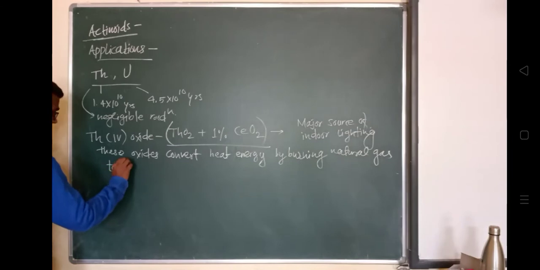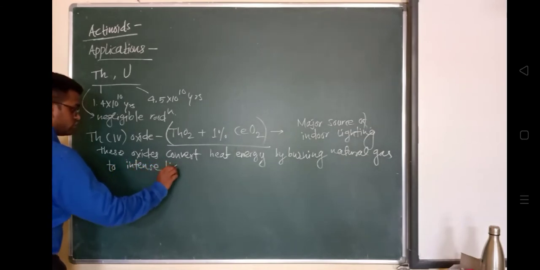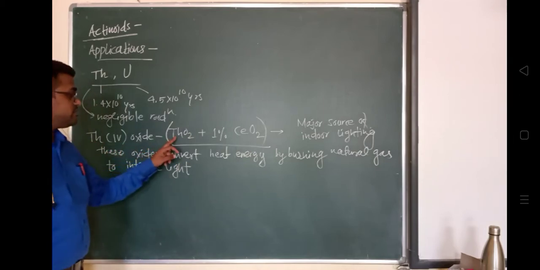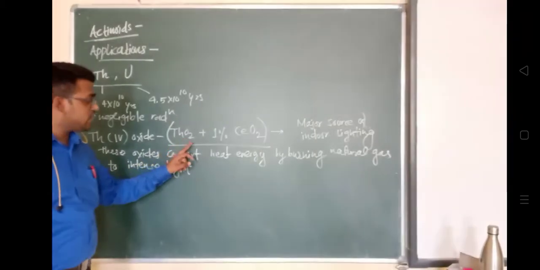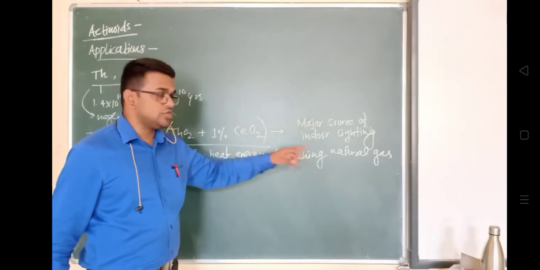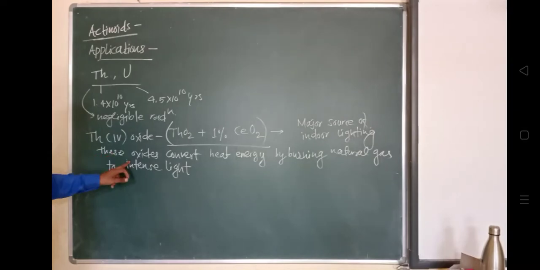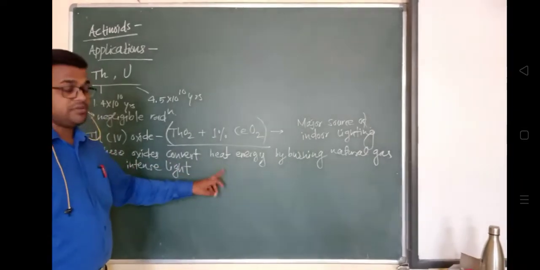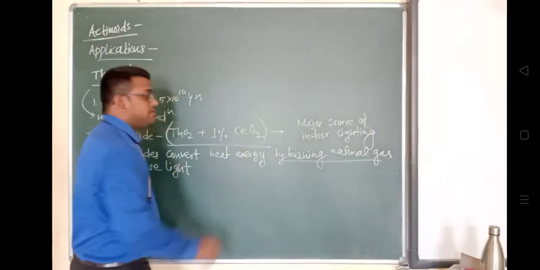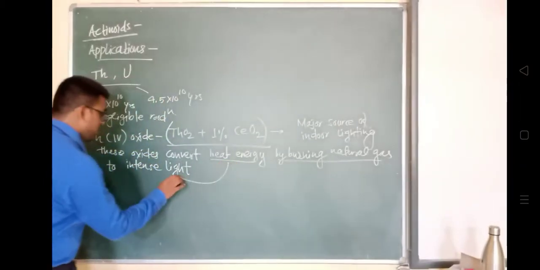Okay, so this is the function of these actinoids: thorium oxide along with 1% of cerium oxide is used as a major source of indoor lighting. Okay, it was used. These oxides convert heat energy. Now, from where is this heat energy coming? By burning natural gas. By burning natural gas, this heat energy is being converted into light energy.